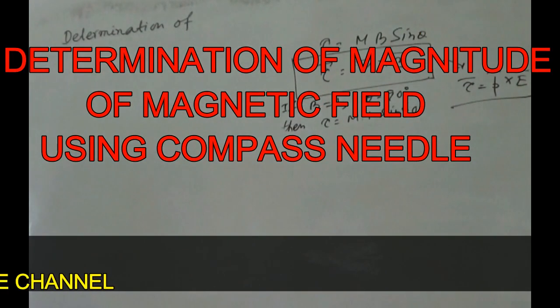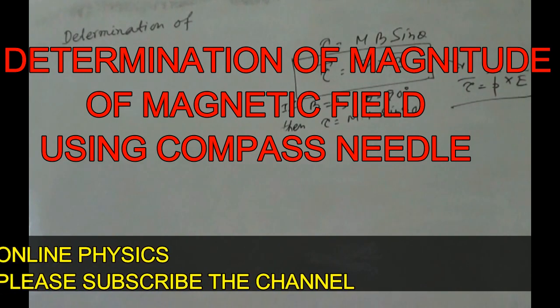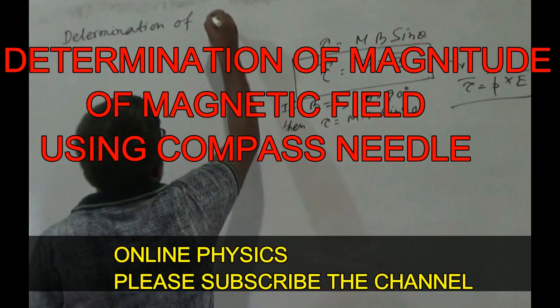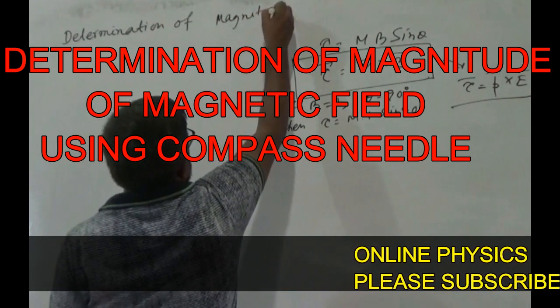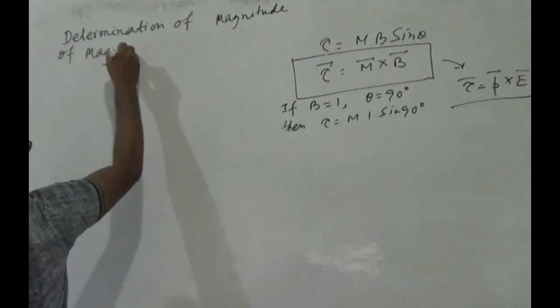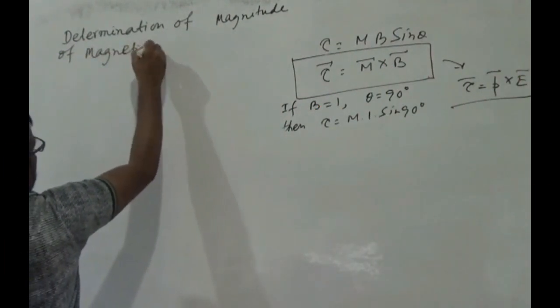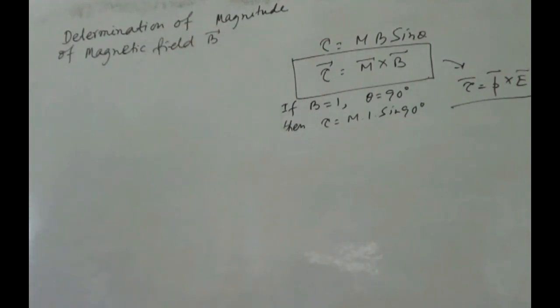Determination of magnetic field strength, or magnitude of magnetic field. Determination of magnitude of magnetic field B using a magnetic needle.